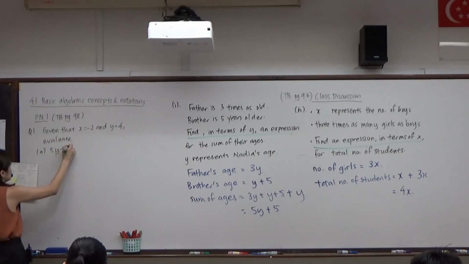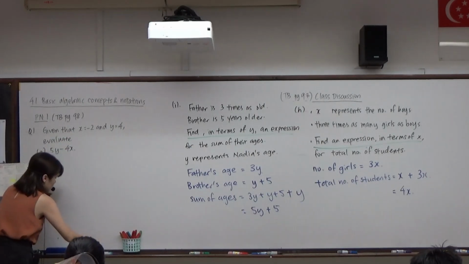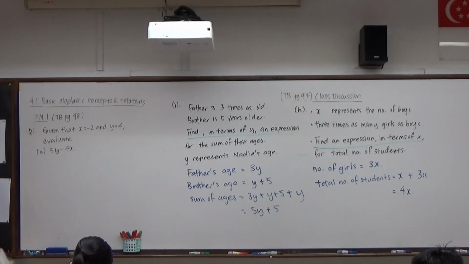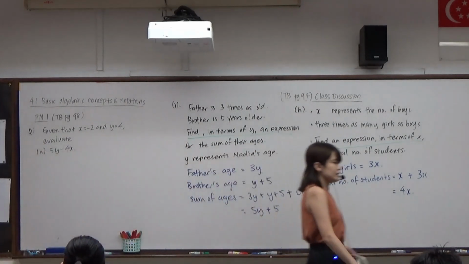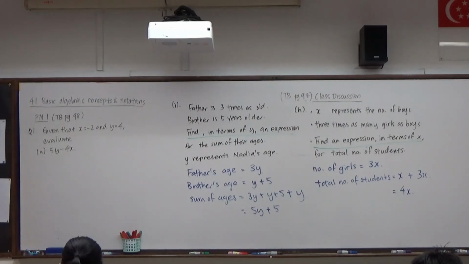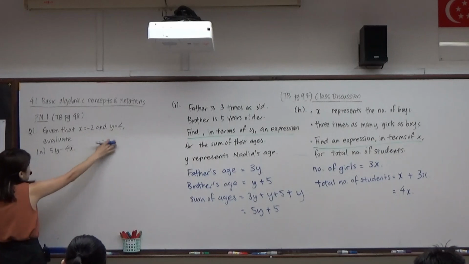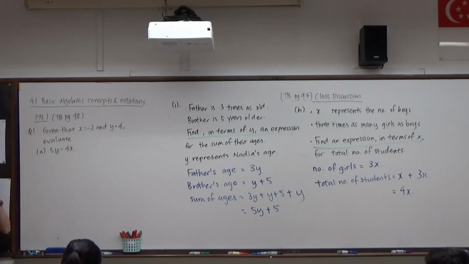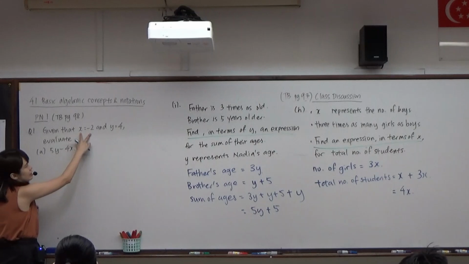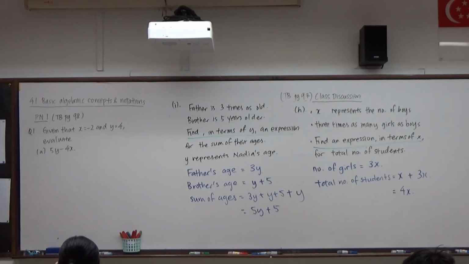Okay, one important skill in algebra is to know how to find out the value of an expression when the question has given us what x and y represent. So that's why our question usually will say evaluate. Evaluate means that we find out what is the value. We need to go and calculate. So we are given that x is -2, y is equal to 4.